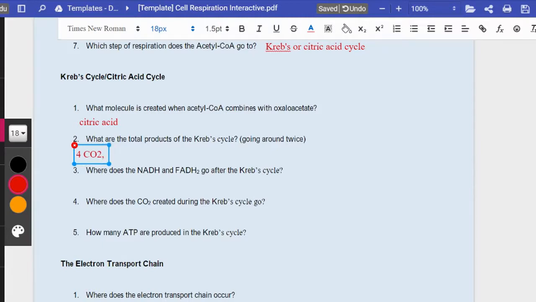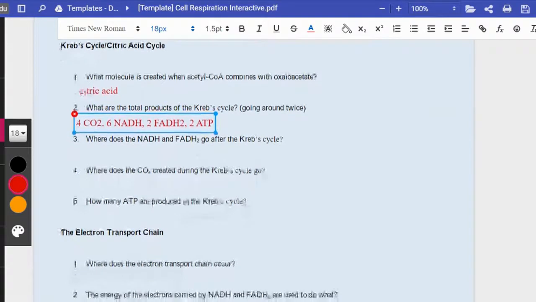We're also going to get 6 molecules of the electron carrier, NADH. We're going to get 2 molecules of the electron carrier, its buddy, FADH2, also carries electrons to the electron transport chain. And we get a whopping 2 ATP. So now we're up to 4 ATP. We made 2 in glycolysis, 2 more in the Krebs cycle.